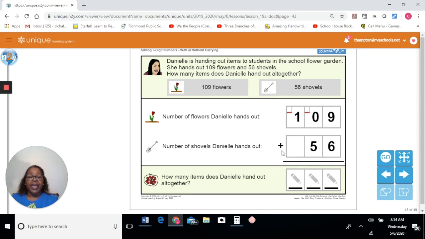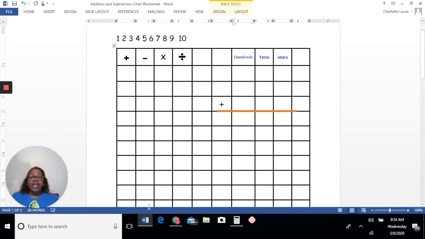109 plus 56. So let's use my chart again because we're adding in my chart today. And let's see, the first number is 109. How many in the hundreds place? 1. How many tens do we have if it's 109? We have 0, no tens. And how many ones do we have? 9.